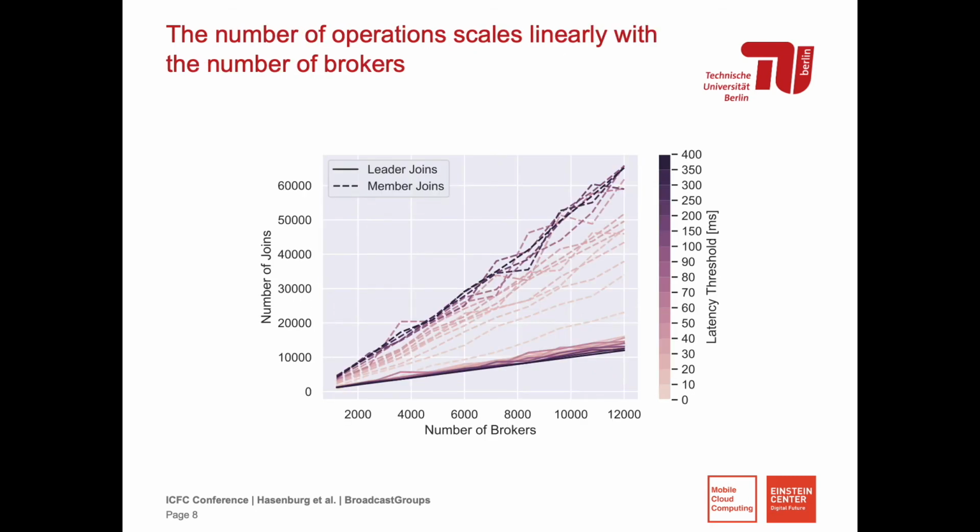Regarding the second question, one can see that the number of group join operations needed to reach a stable state scales linearly with the number of brokers, and this is also the case for different latency thresholds. Therefore, the overhead of the group formation is O(n). The number of joins is a lot higher than the number of brokers, as brokers examine different broadcast group options throughout the process. When they find a local optimum, the process reaches the stable state. The figure is quite complex, so you might want to pause the video to examine it in detail.